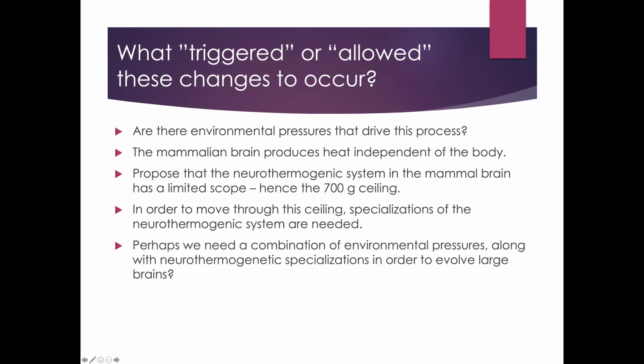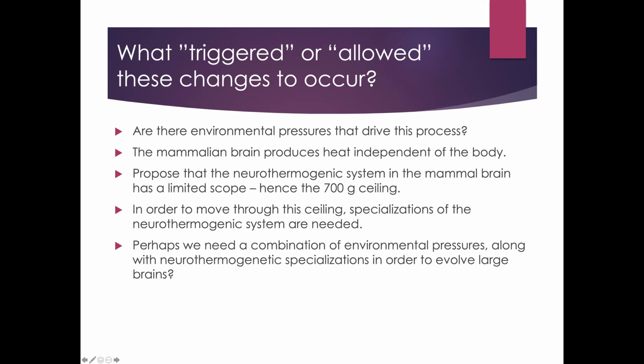This neurothermogenic system basically relies on non-shivering thermogenesis. It works in a very similar manner to the way heat is produced in brown fat. It's actually really quite similar. There is a system that occurs in the mammalian brain that produces heat. However, the capacity of this system has a limited scope. And this is why we end up getting that 700-gram ceiling in brain mass across mammals.